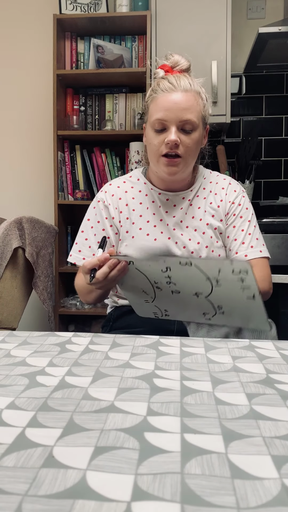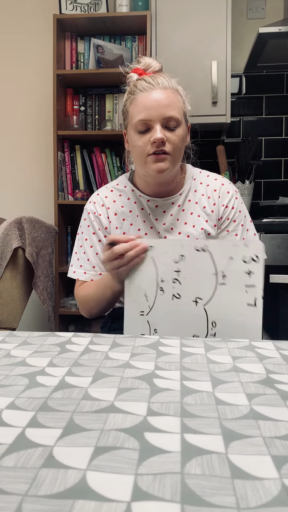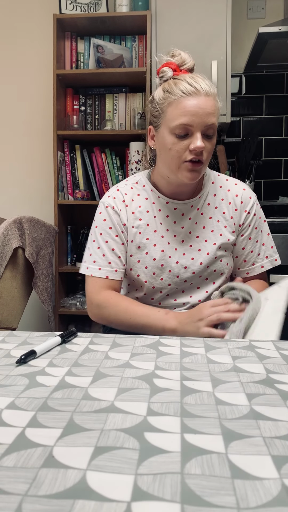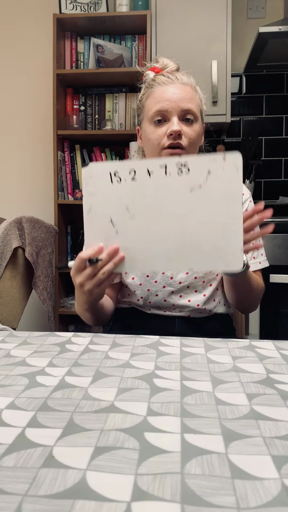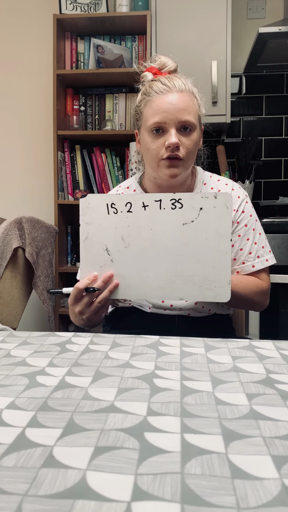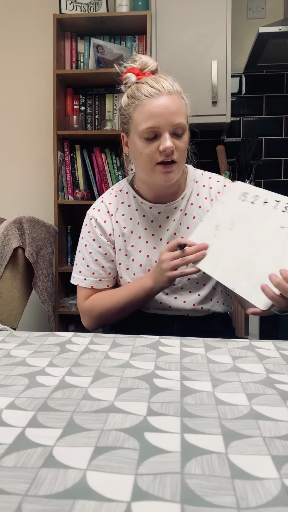You might have slightly larger numbers with more decimal places, or you might have numbers that you just can't do in your head. And so, again, you use your column method like you know how to do, and you line your numbers up carefully. So you might have something like 15.2 add 7.35. Now, if I look, I've got 3 digits in each of those numbers, but they are very, very different, so I must be aware of my place value.